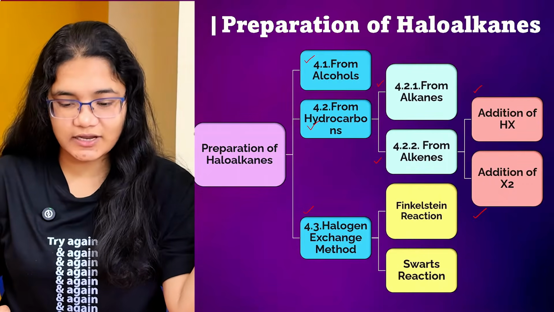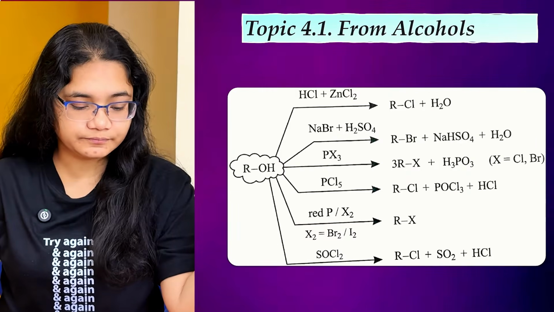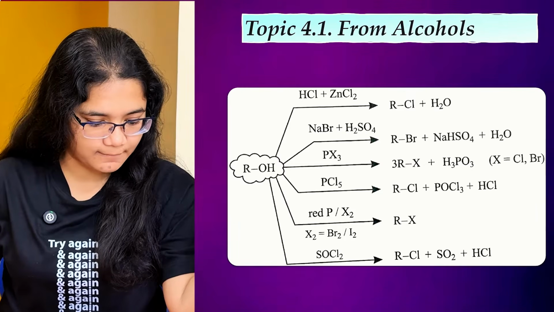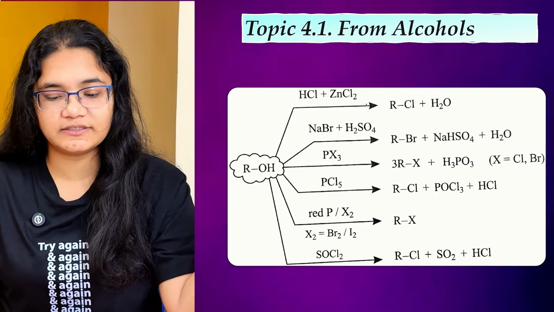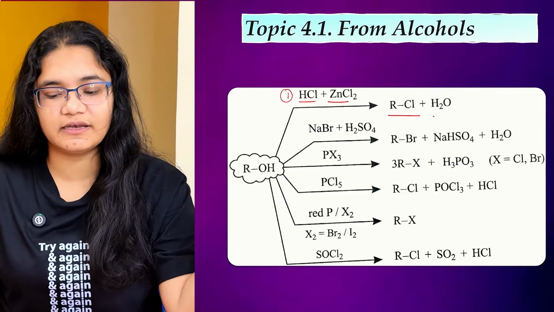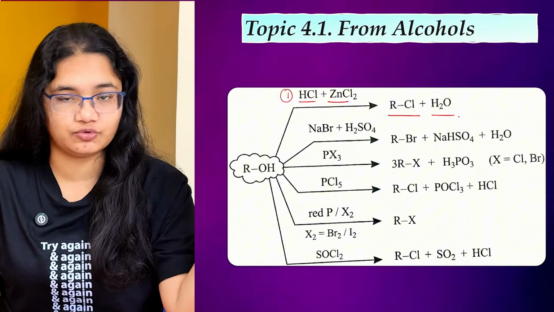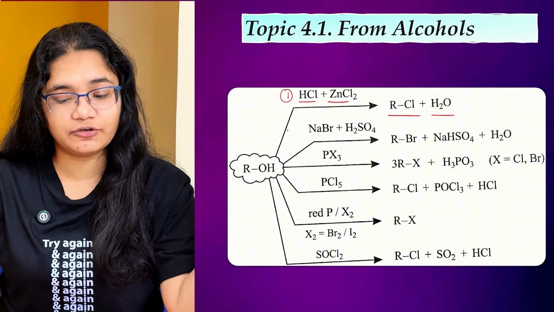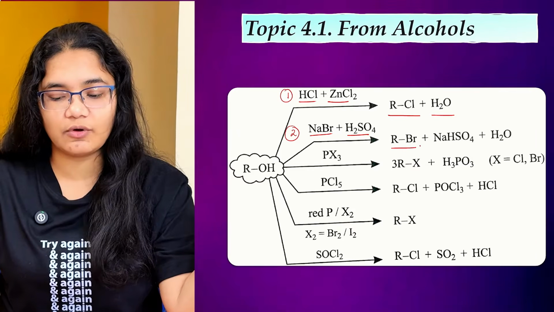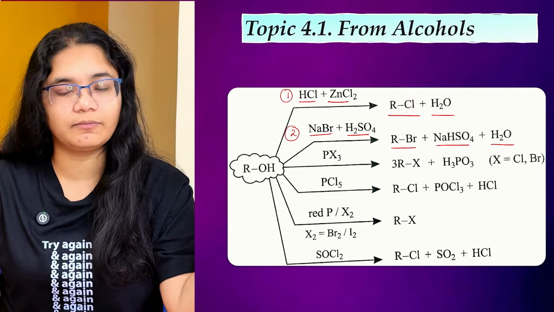Okay, so let's start with the from-alcohols method. If you see, from alcohols, the first reagent that we can use is HCl and ZnCl2. This will give me RCl plus H2O. Next, for bromine, you can use NaBr plus H2SO4. This will give you RBr plus NaHSO4 plus H2O.